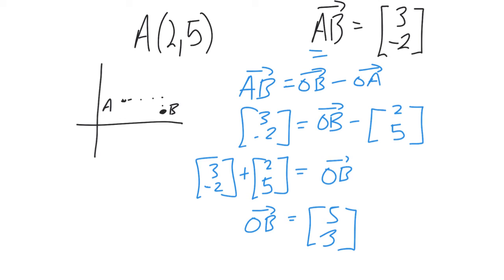Okay, now let's see what would happen if they had it the other way around. So if they had BA was equal to that.